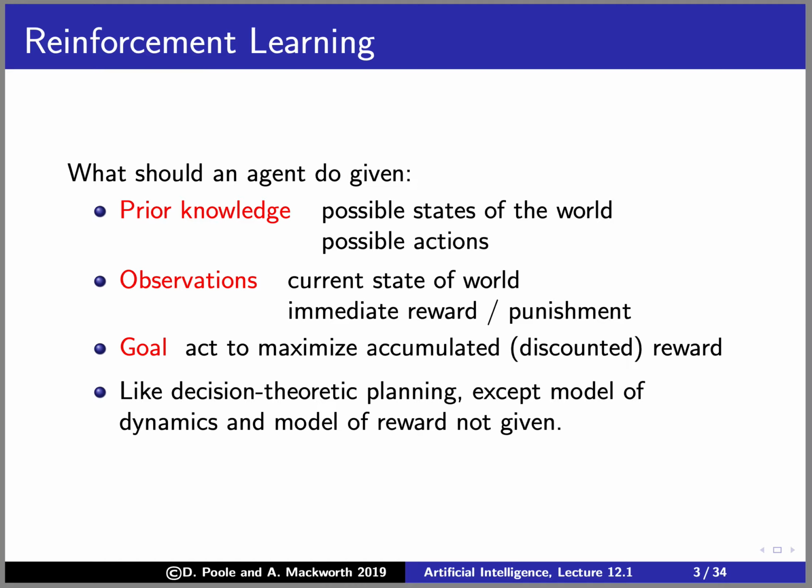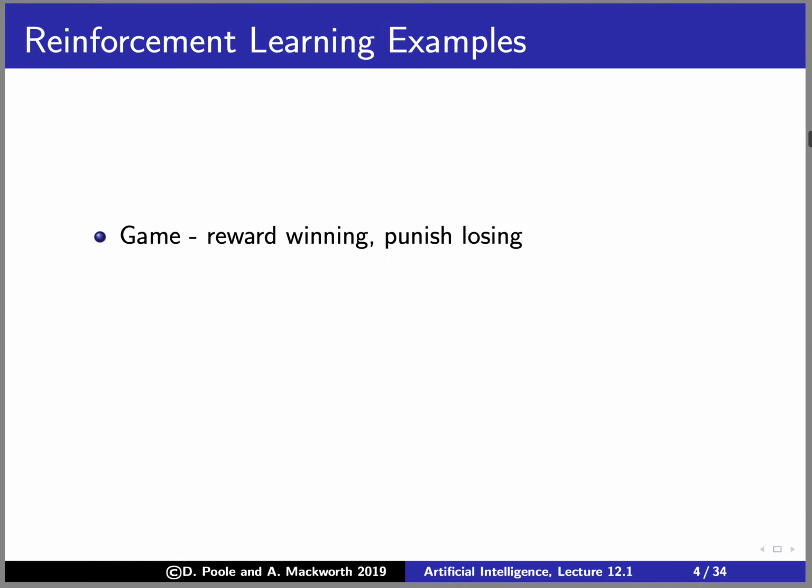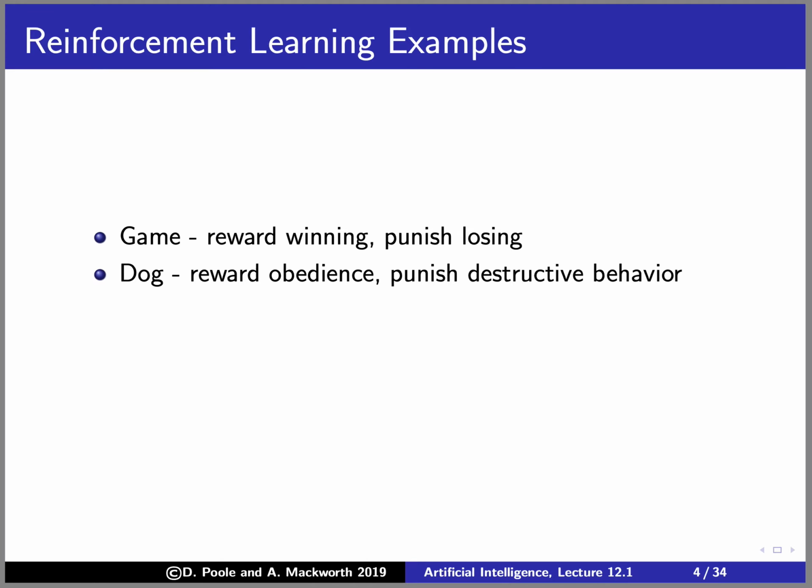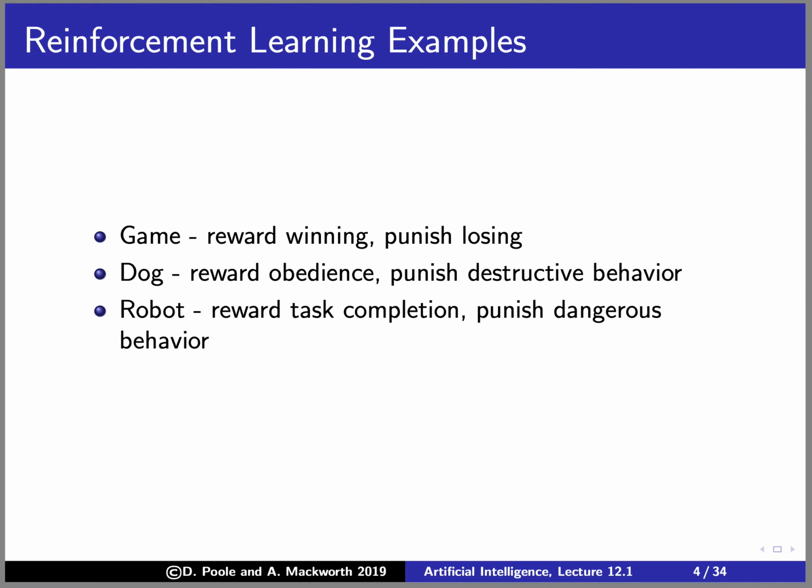So here are some examples of reinforcement learning. You can imagine in a game we're going to reward winning and punish losing. So every time you win you get a reward, and every time you lose you get punished. Most of the time we actually do more than that. We have small actions we're going to reward. In a dog you could imagine rewarding obedience and punishing destructive behavior. You could imagine a robot rewarding task completion and punishing dangerous behavior. From just these rewards and punishments and observing the state, we want to work out what the agent should do.